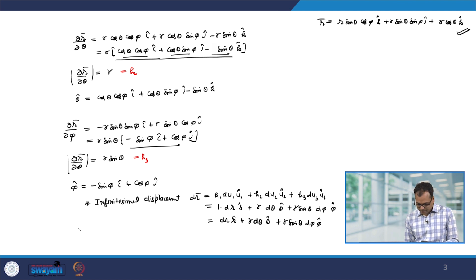Now, let us look at the differential area element.